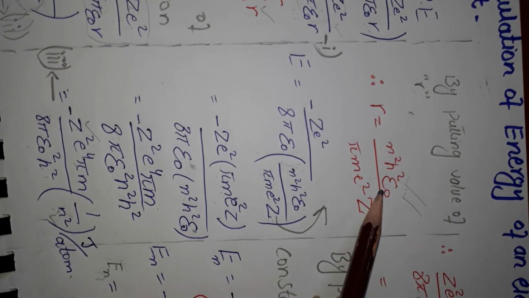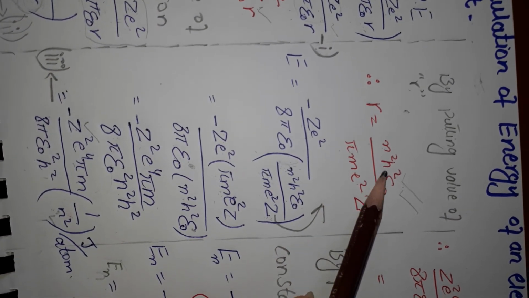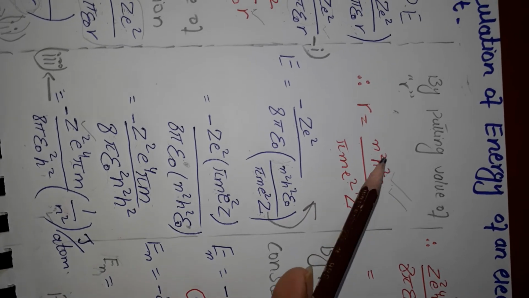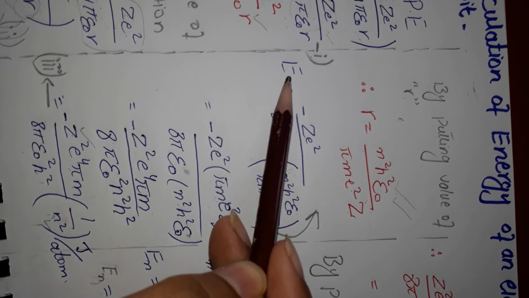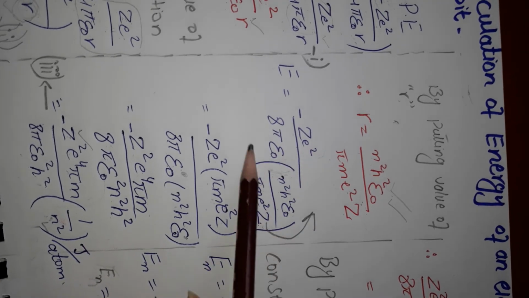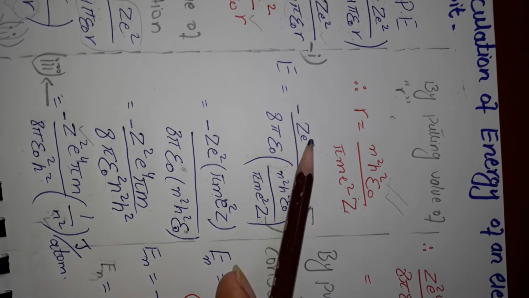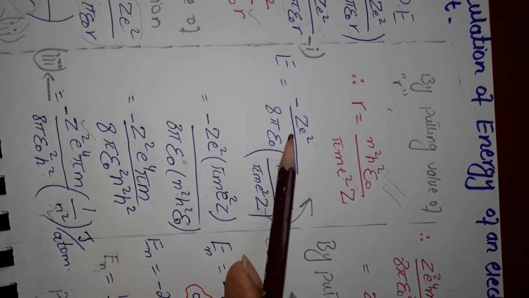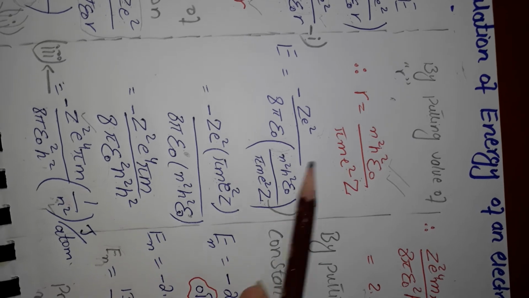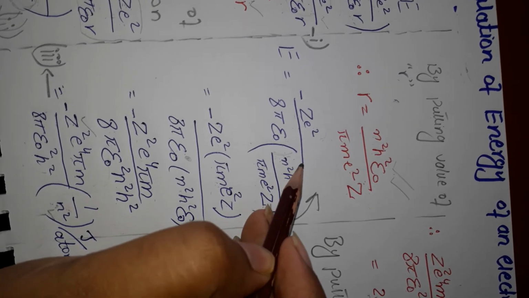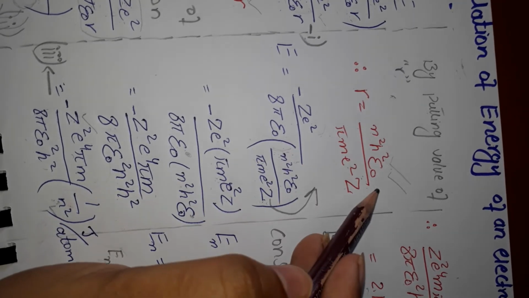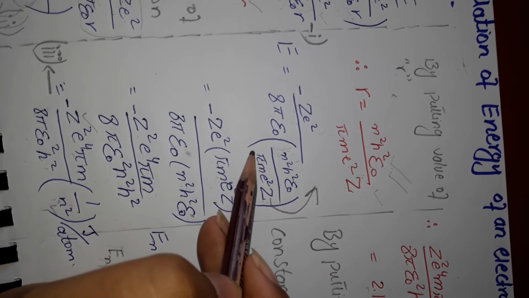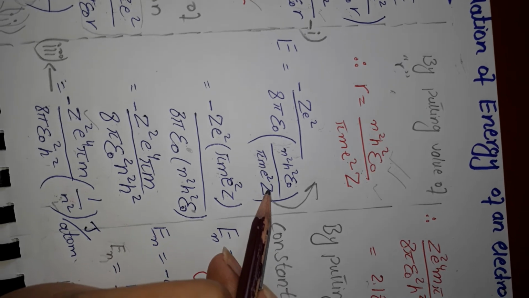Last time we calculated that r is equal to n square h square epsilon naught divided by pi m e square Z, right? So I have written the formula of energy. Other parts are the same, like minus Z square e square divided by 8 pi epsilon naught, because these are constant. I am going to keep it as before. Now you can see that I have replaced r with this formula, n square h square epsilon naught divided by pi m e square Z.